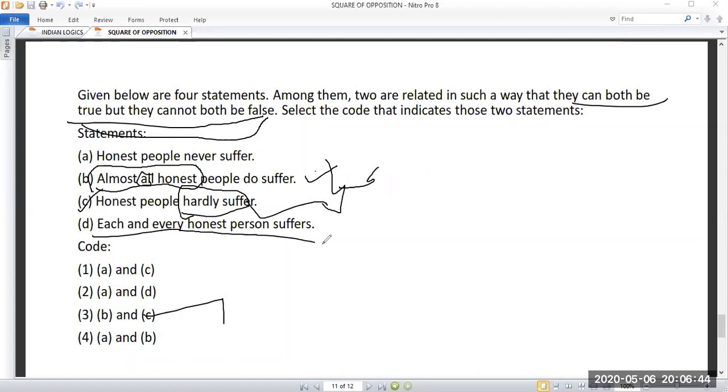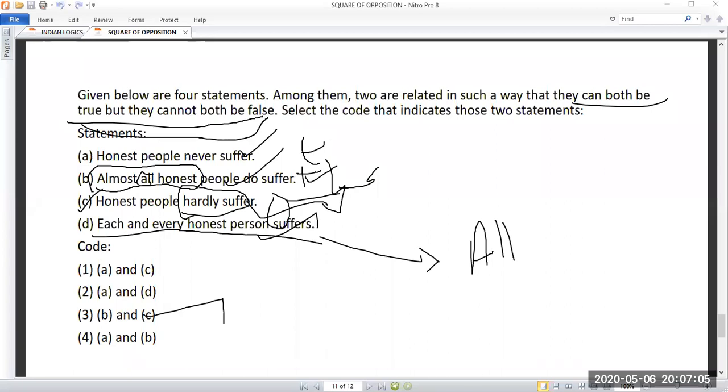So this one is stated as all honest people suffer. This is A case. But if you take this one, this is I type, and honest people hardly suffer means this is O type. So these are the different types. Never suffer means this is E type.